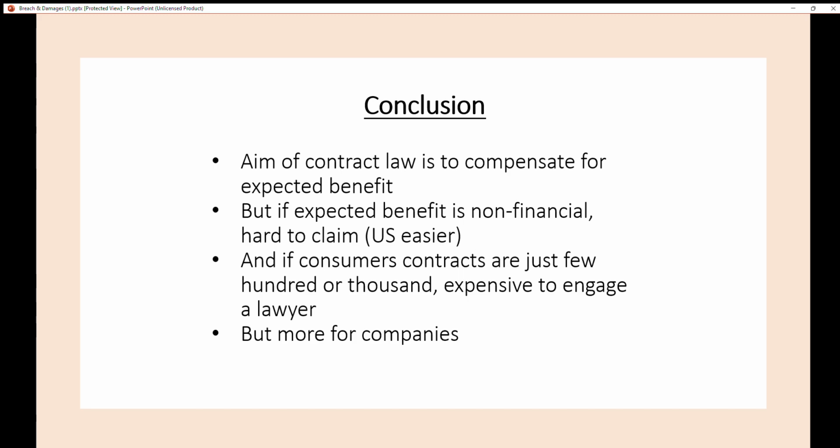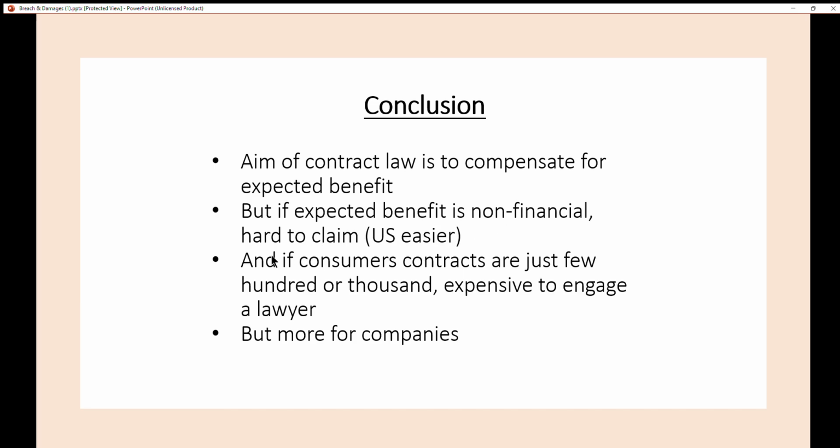People only enter into contracts like these because it's so risky, so you want to have certainty in the law, right? So it's not necessary for the consumers. That's why they go for expected benefit, because this is a certainty. People know that this is the law. But if it's non-financial, it's very hard to claim. That's why in the exam they always like to test you on non-pecuniary loss. But in the US it's easier. I read that they like to sue for all these small, non-financial things. Their law is easier.